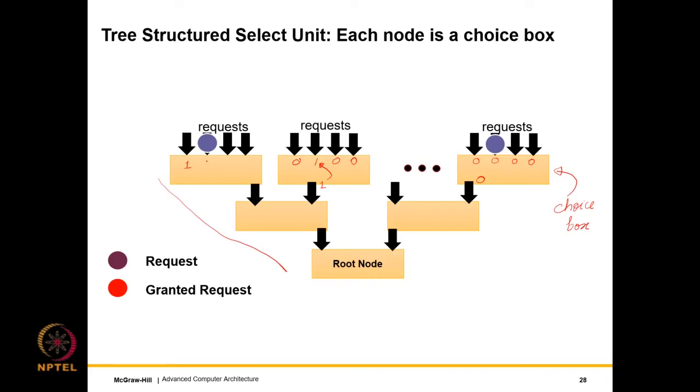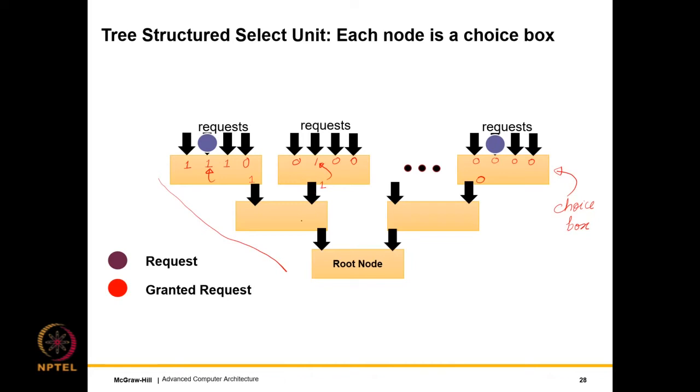But let us say multiple requests are 1. In that case, it needs to choose one. Which one? That we will see. But let's assume for the time being that it chooses one arbitrarily, randomly. Let's say it chooses this one. Then it remembers this choice internally. Internally it has a set of registers to remember which choice. That's not much. If there are 4 inputs, you just need a 2-bit register. With that you remember this choice. Then the output is set to 1.